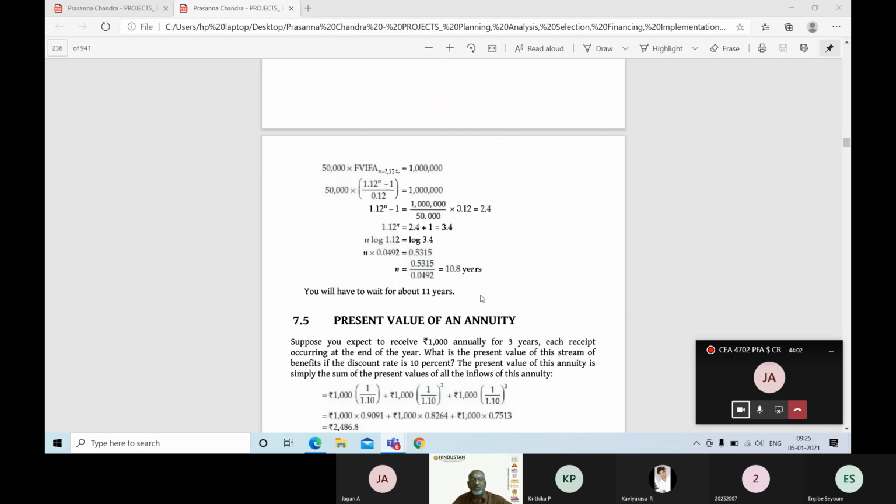Suppose you expect to receive 1,000 annually. What is the time now? 9:30. Then we are going to attend.